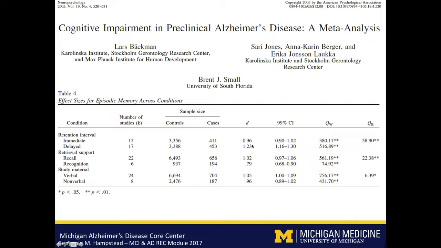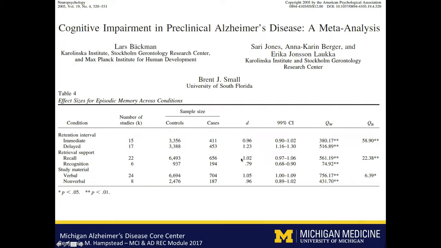And while delayed memory or long-term memory, quote unquote, is more affected than the initial acquisition of that information, you can see that there's not a tremendous difference. It is statistically significant, but what I take from this is that this is a very large effect size, showing that the acquisition of new information is significantly affected early in the disease course. So it's not just that patients lose information, it's that they also have a very difficult time acquiring it.